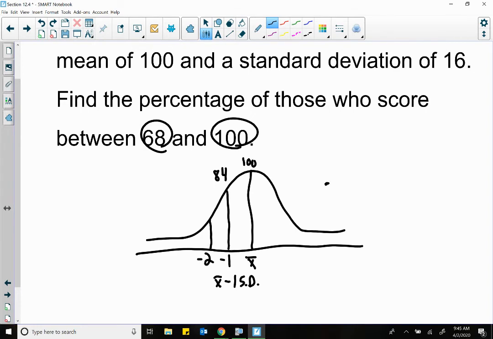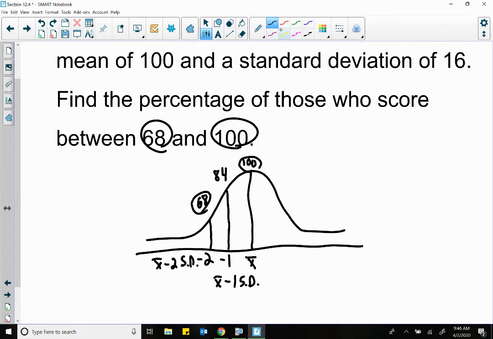So 2 standard deviations below. If we're 2 standard deviations below, remember that that formula is x bar minus 2 times the standard deviation. That's where that guy comes from. Or again, as we talked about, you could subtract 16 and then subtract 16. And 84 minus 16 gives us 68. There's the number we're after.